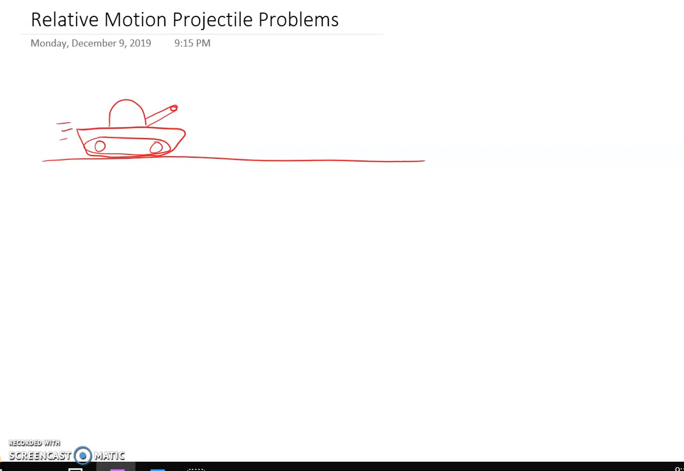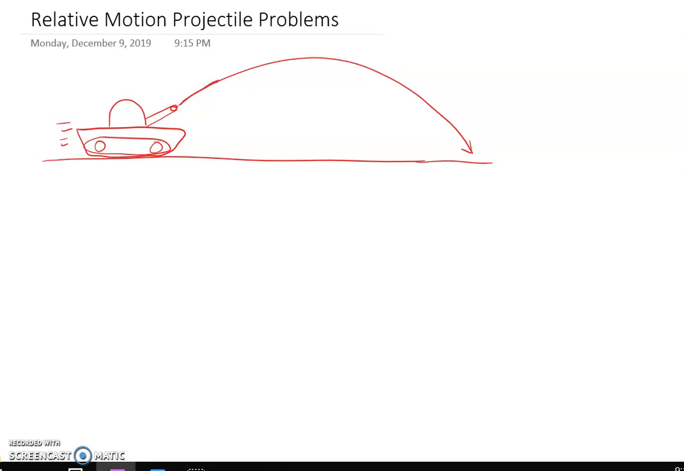Hi everybody. I'm going to show you a quick example on solving relative motion projectile problems. Let's say that you have a tank here, and it's driving along at a certain speed, and it fires a projectile, and that projectile is going to go and land somewhere down the line.